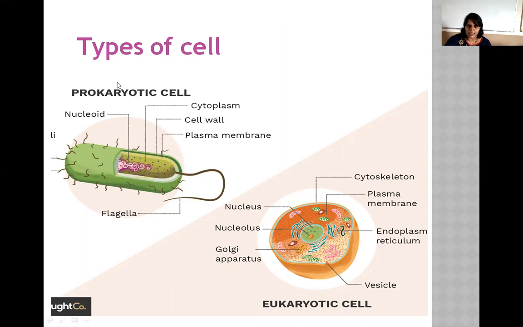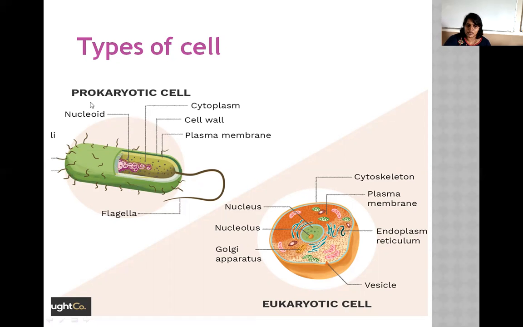Types of cells. There are two types of cells, the prokaryotic cell and the eukaryotic cell. If an organism consists of prokaryotic cells, such organisms are called prokaryotes, whereas if the organism has eukaryotic cells, the organism is termed a eukaryote.